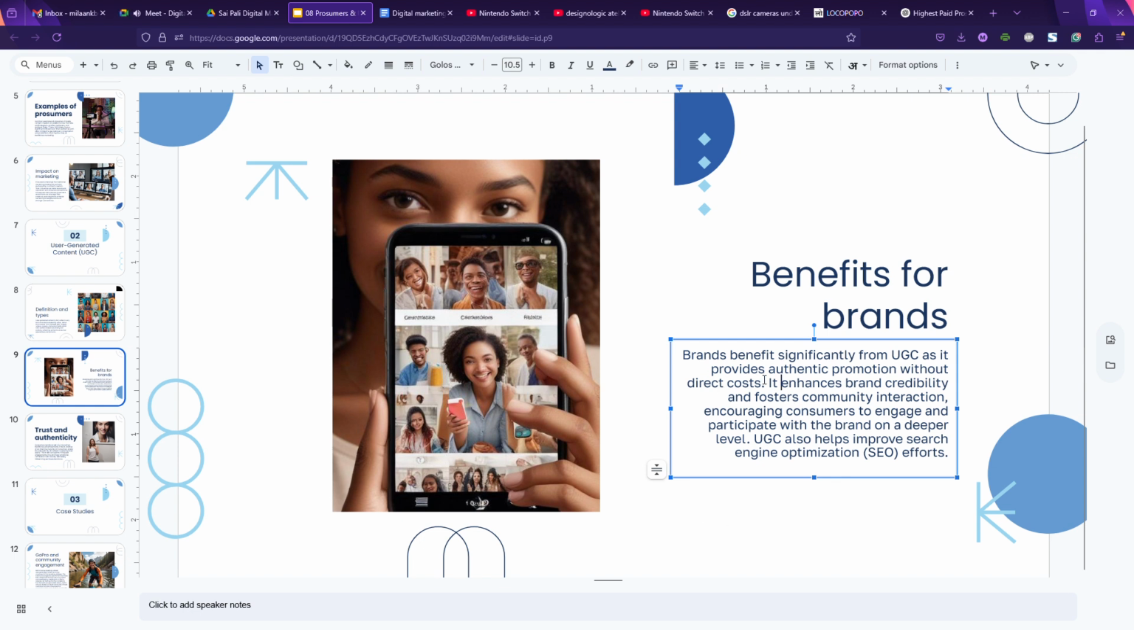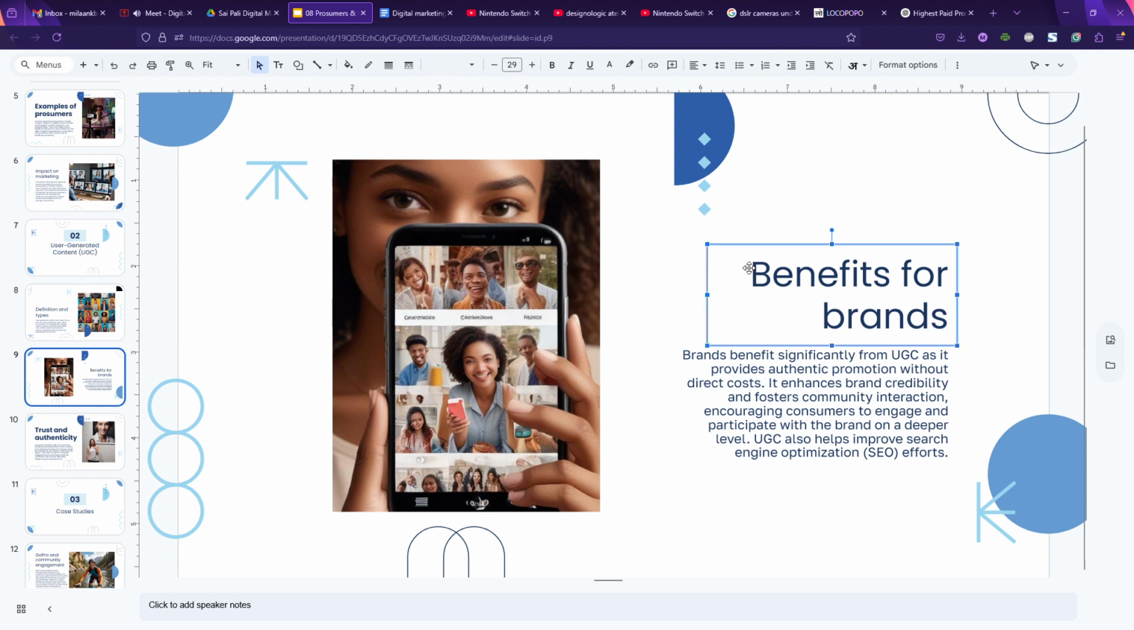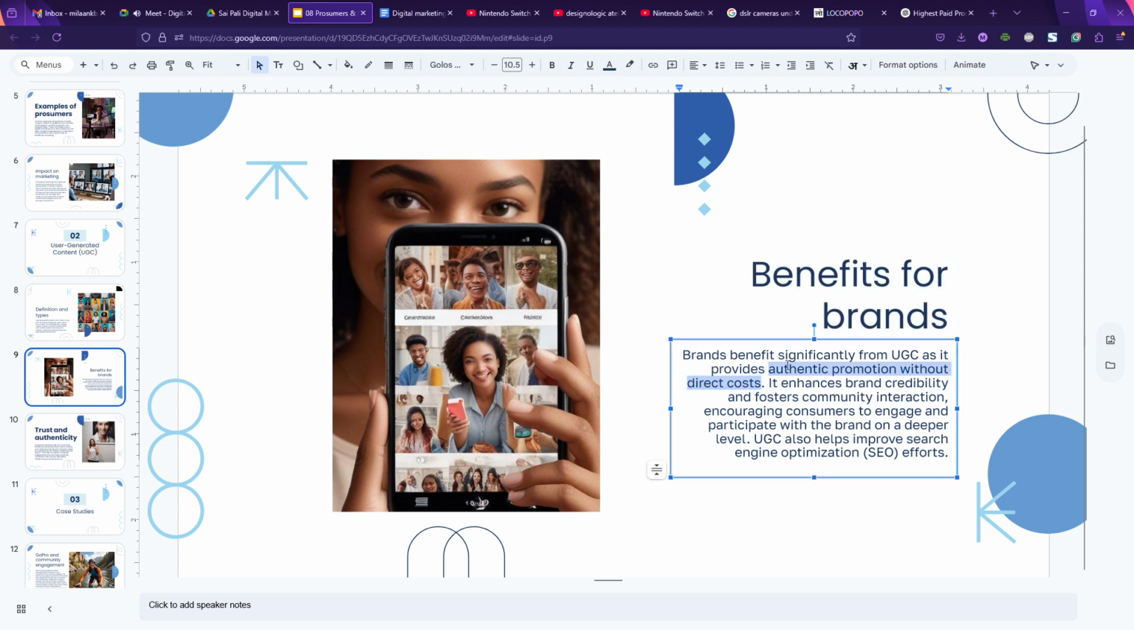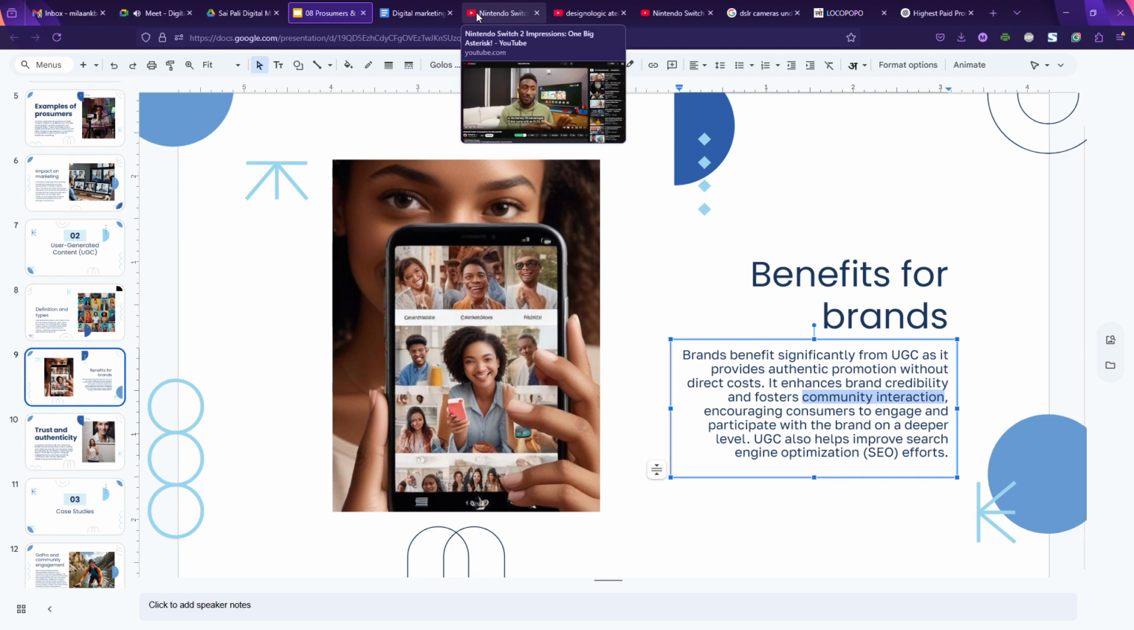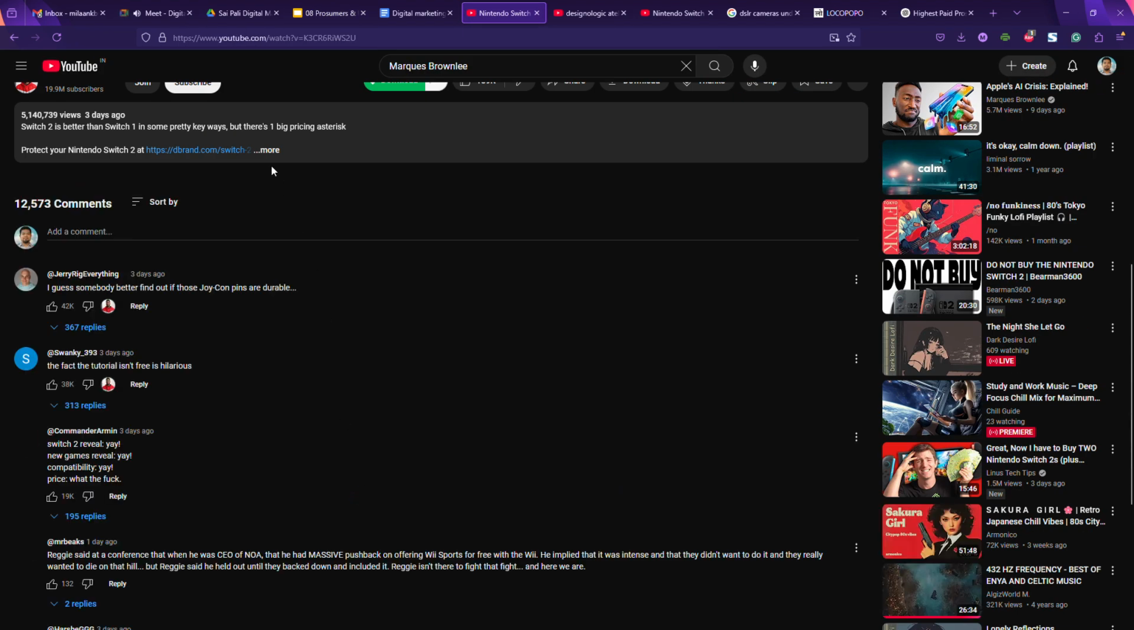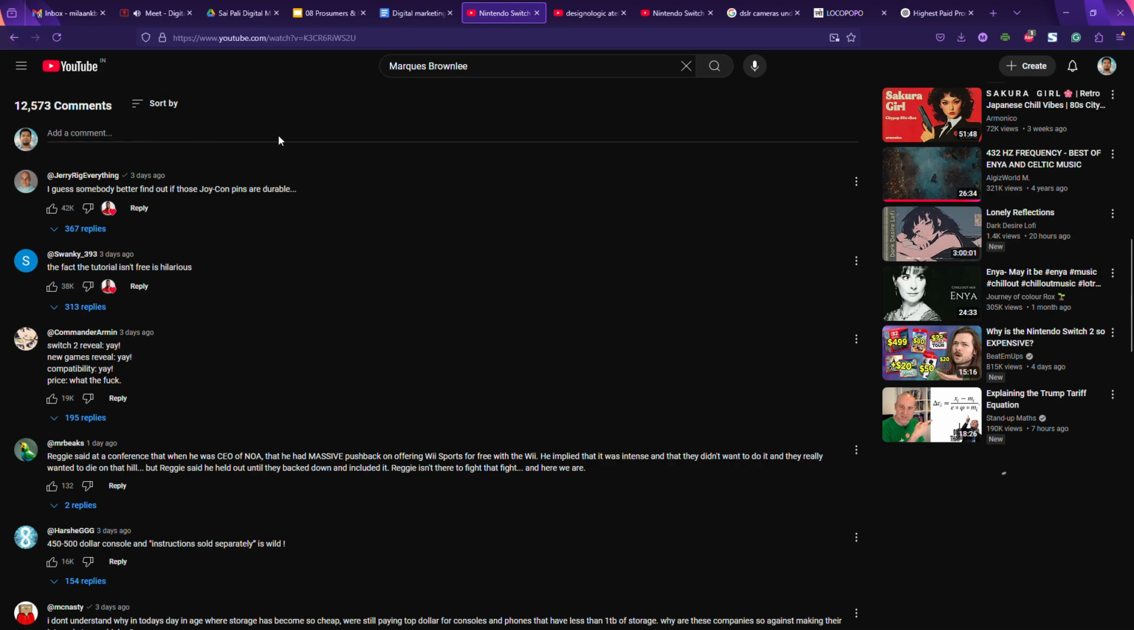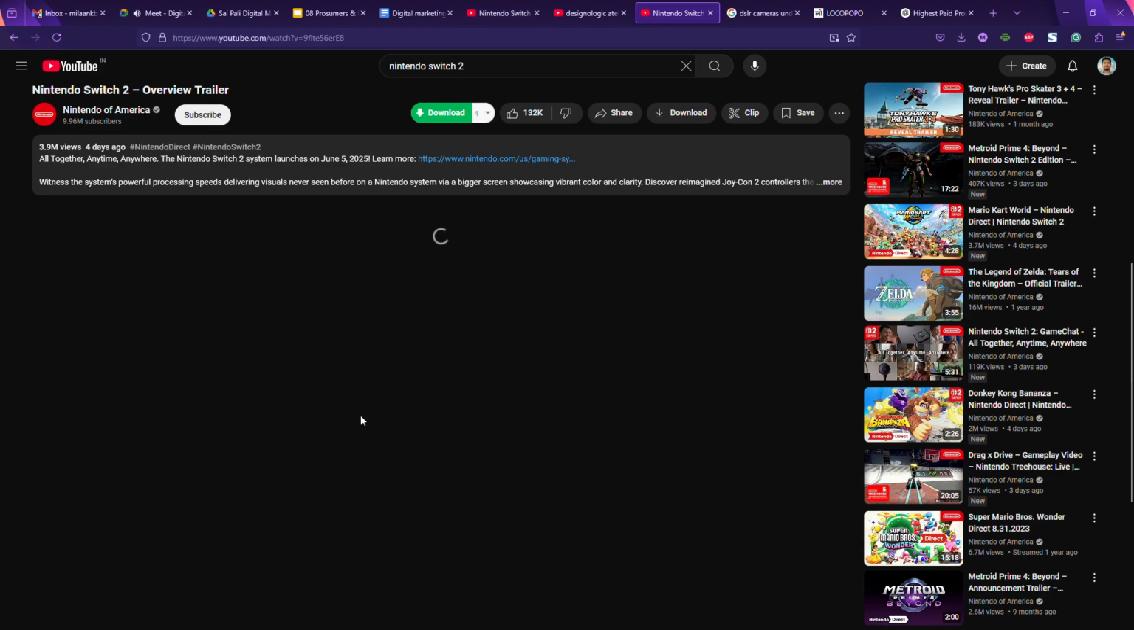So without direct costs, this is from the brand side, the business side. There's no direct cost involved, and it provides authentic promotion. It enhances brand credibility and fosters community interaction, because we are more likely to reply and comment on here than we are to interact on the brand's ad.